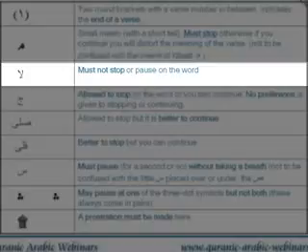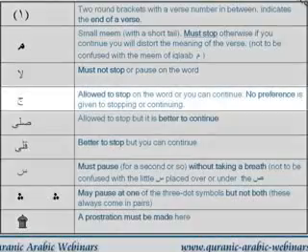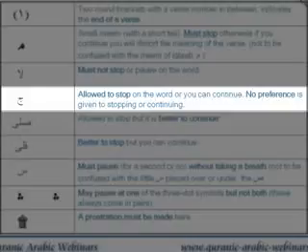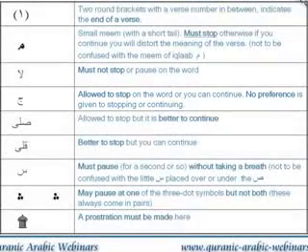Okay, so the little meem was you must stop. The Lam Alif means you must not stop, i.e. you must carry on, you must not stop on that word. Then you have a small Jim, which is allowed to stop on the word, or you can continue. No preference is given to stopping or continuing. You could call this a 50-50 rule. Whether you carry on or whether you stop, it's immaterial.